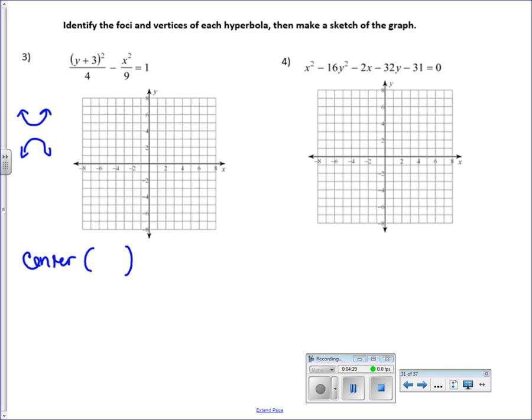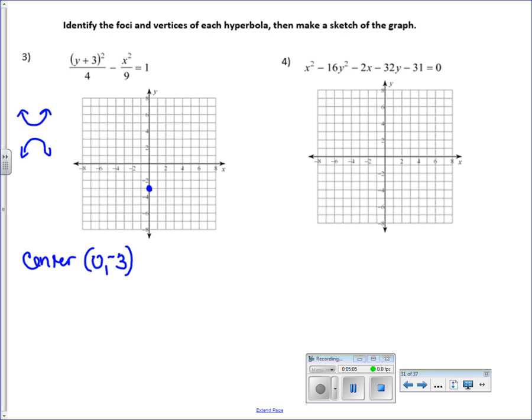Right, so be careful. Wait a minute. I know some of you are saying -3, 0. But wait a minute. The x is over here. Oh, yeah. I'm glad you did that because that's a very common mistake. So just be careful. When the x is over here, your h is still over here. So your center should be 0, -3. That was a good discussion point. So we have 0, -3 for the center, so I'm going to put that in.